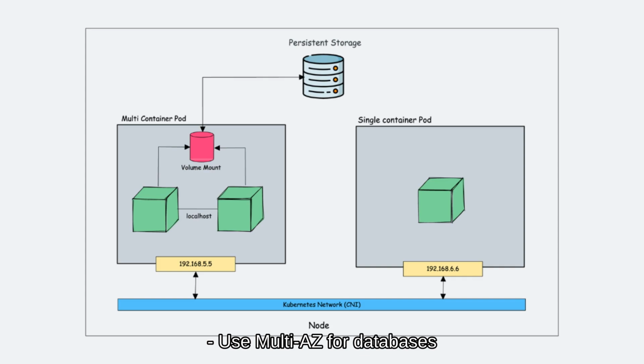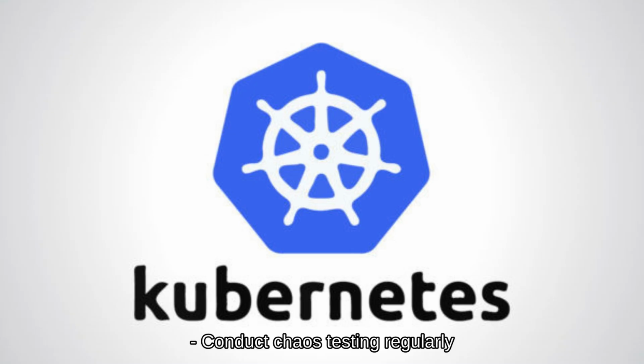Quick checklist. Identify critical components. Use multi-AZ for databases. Implement elastic load balancers. Set up auto-scaling groups. Monitor with CloudWatch and set alerts. Conduct chaos testing regularly.